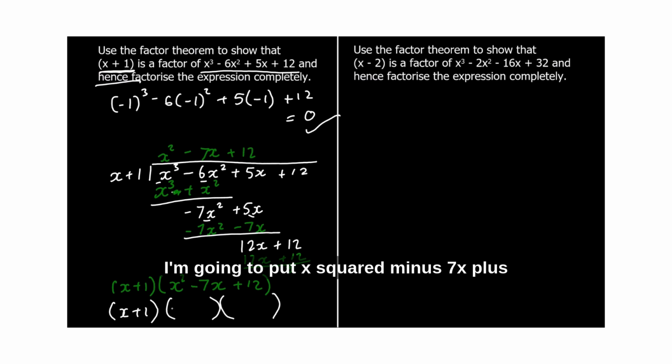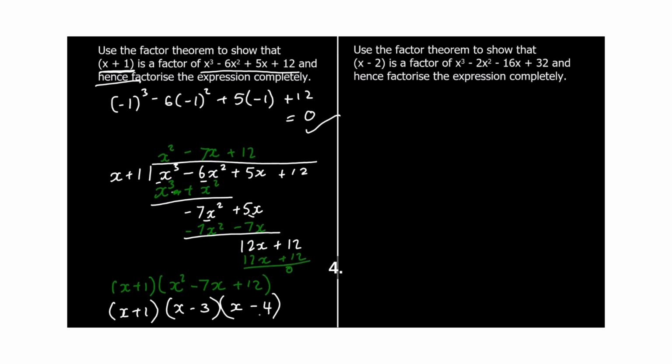So I'm going to put x squared minus 7x plus 12 into two brackets. What multiplies to give a positive 12 and adds to make a negative 7? That would be negative 3 and negative 4. So that is factorized completely.